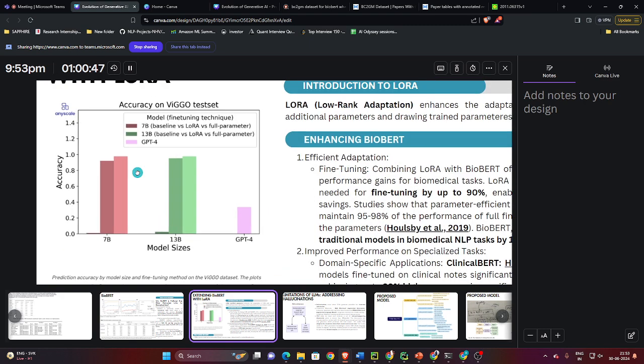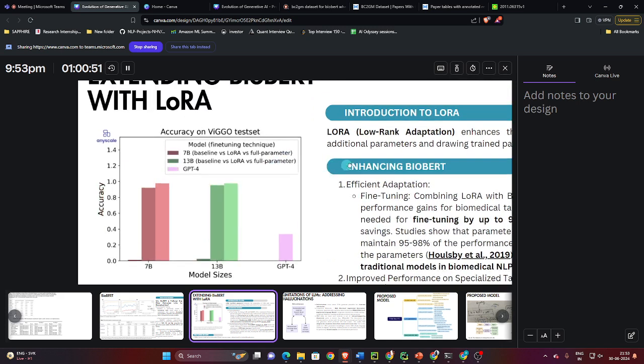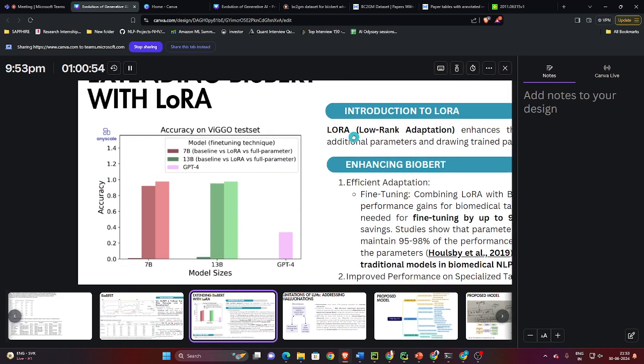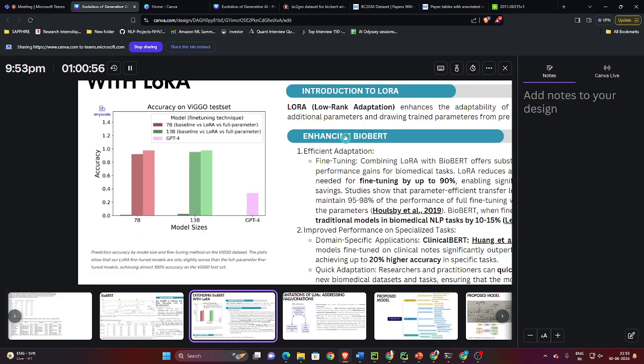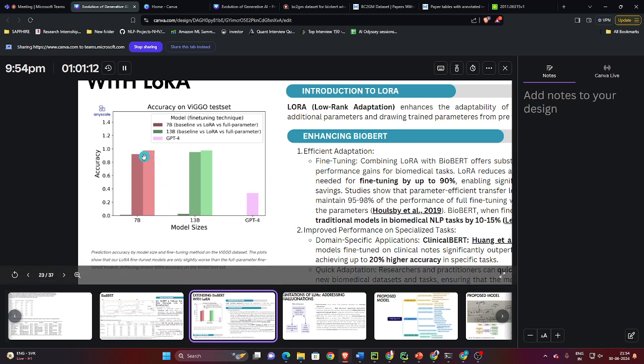I'll just zoom into this graph once again. This is the BioBERT dataset, which contains all of the genes, proteins, and diseases, the biomedical data, all of this combined. Accuracy here means next sentence prediction, next word prediction accuracy, and the higher one is better.